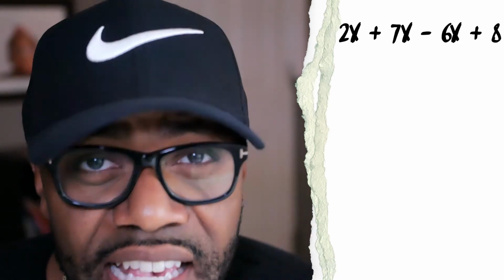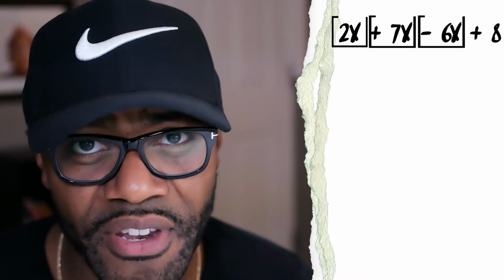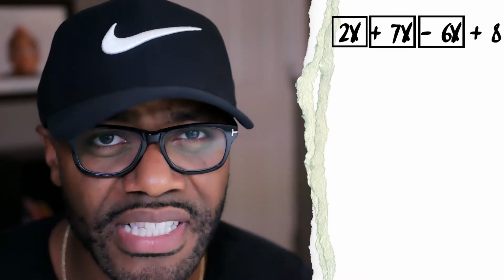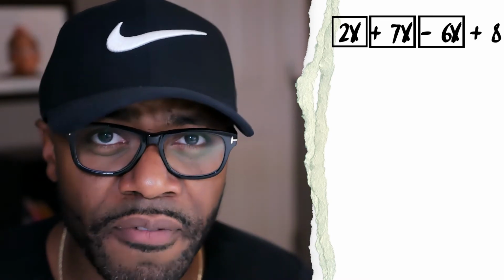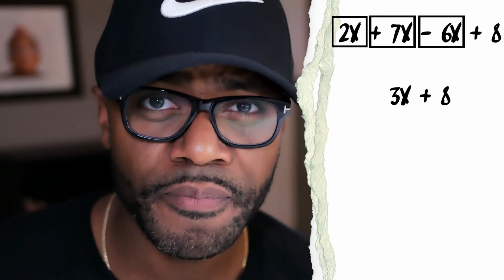The next question asks, 2x plus 7x minus 6x plus 8. In this case, we have to combine the terms 2x, 7x, and 6x, using the signs that are in front of each except the first, respectively. That will give us a value of 3x, and then we simply bring down the plus 8. So the final answer is 3x plus 8.